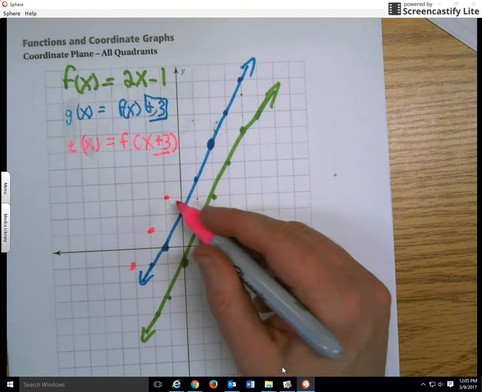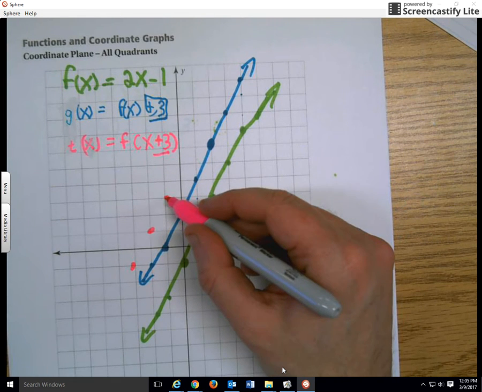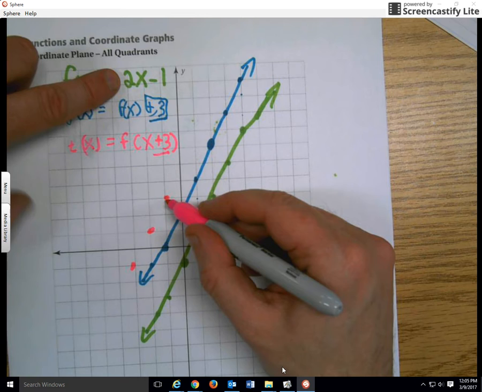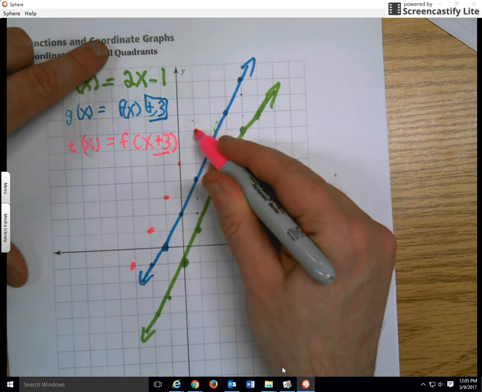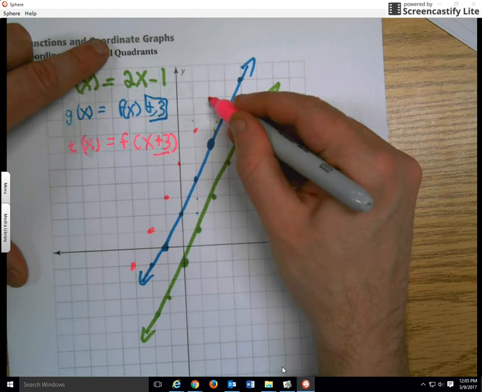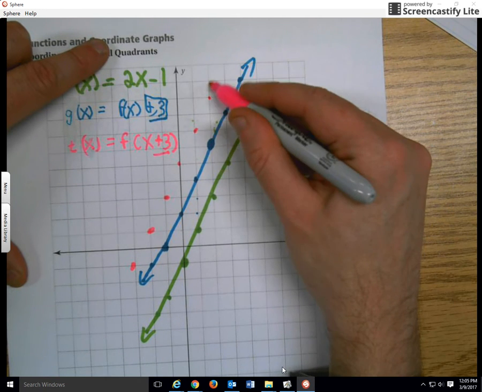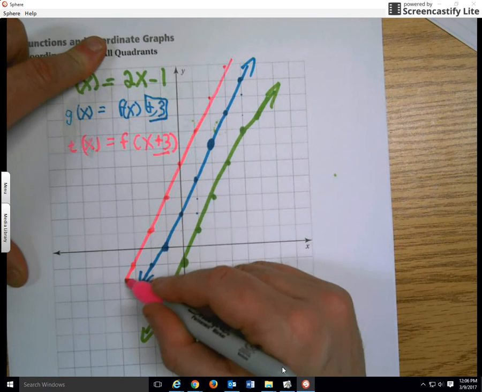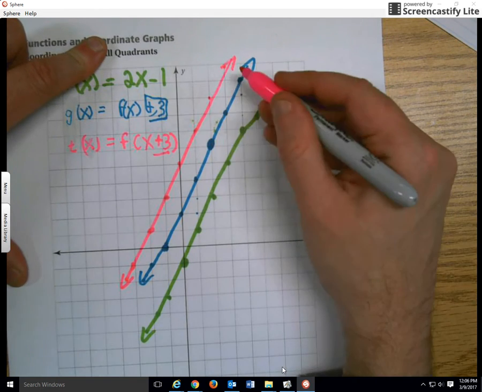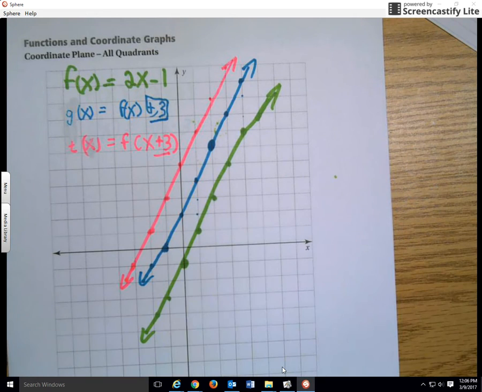And if you don't want to count, you can just get any point, and again, keep the same slope. Rise 2 over 1. And then there it is. So this would be a horizontal transformation of the line.